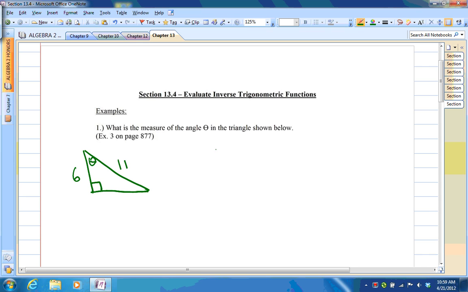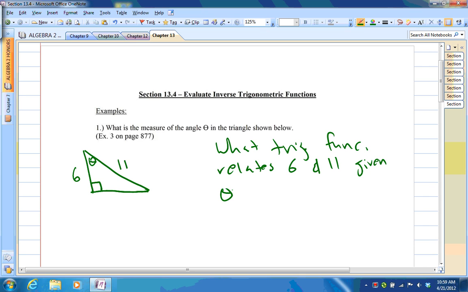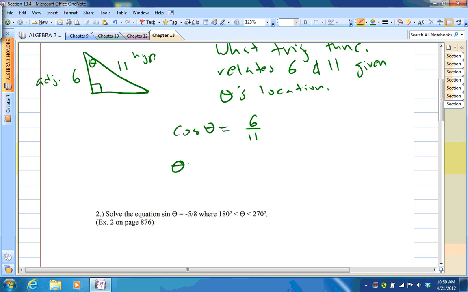So you want to ask yourself the following: what trig function relates 6 and 11, given theta's location? Notice how 6 is adjacent to theta and 11 is the hypotenuse. So we want to use cosine theta. Cosine theta equals 6 over 11, so theta will equal the inverse cosine of 6/11.